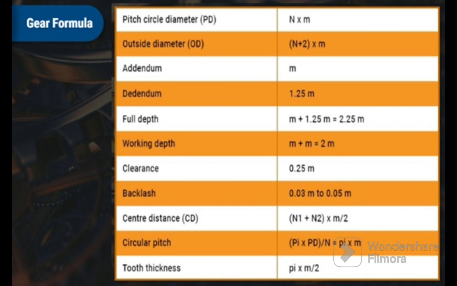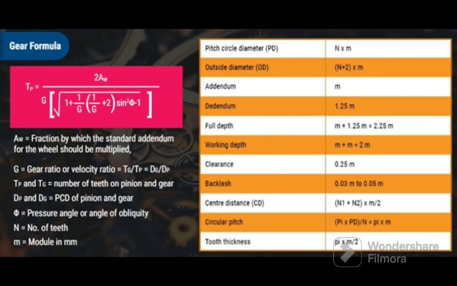Here you can see the different types of formulas which are used in gears, which include pitch circle diameter, outside diameter, addendum, dedendum, full depth, working depth, clearance, backlash, center distance, circular pitch, tooth thickness. The table here shows expressions for various terms associated with gears.